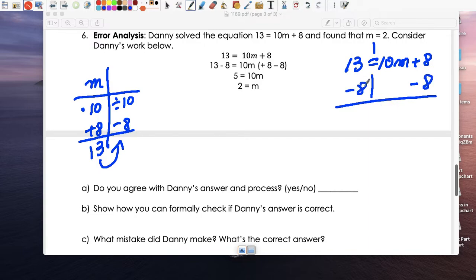If you subtract 8 from both sides, these two go away, right? And I'm left with 10m equals 5. Is that what she has? So far everything looks good. She did subtract by 8. Look, subtract by 8 on both sides. So far good. And then she got m equals 2.